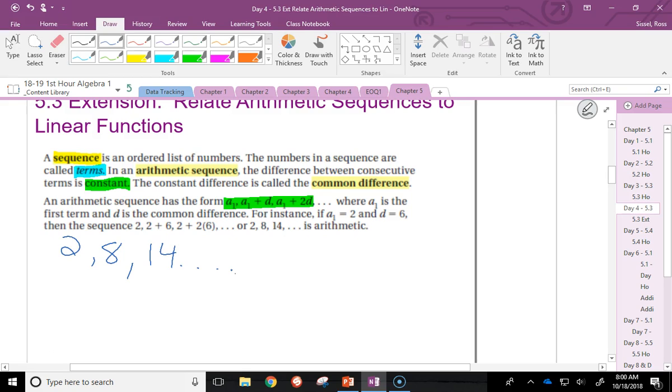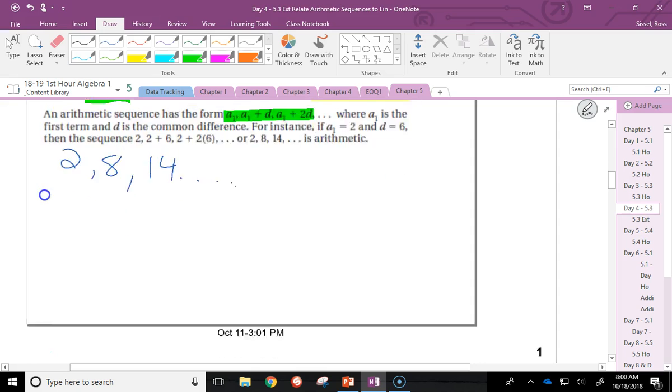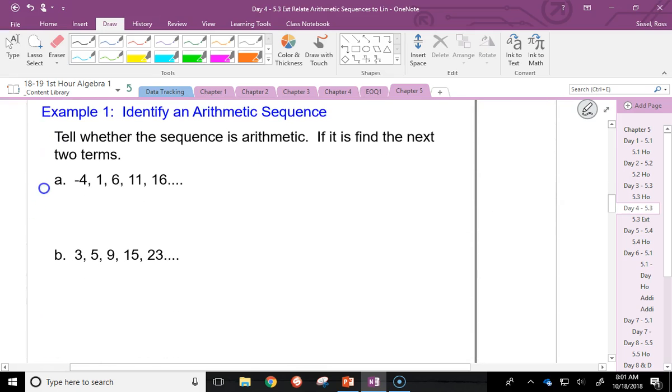But the reason we want to know about this equation is because if I were to ask you what the 56th number is, do you really want to work it 56 times? Or is there a way that we can use an equation to help find that final answer? So that's what we're going to find out today.